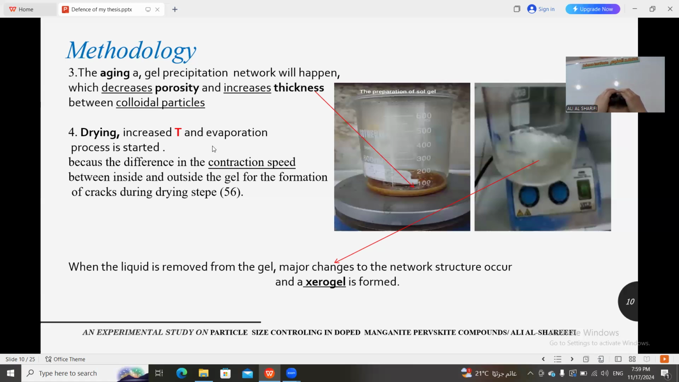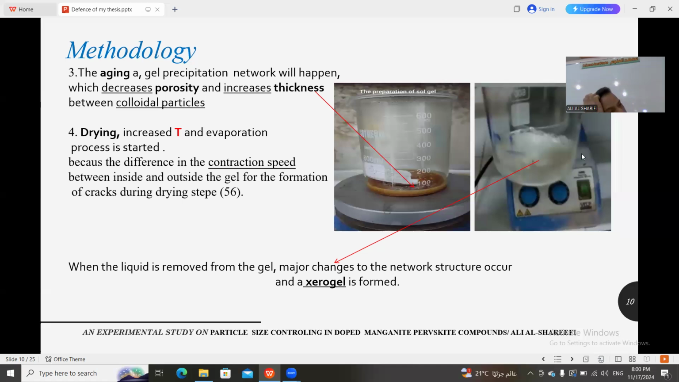And I use the aging agent to avoid this disadvantage. When the liquid is removed from the gel, major change to the network structure occurs and extra gel is formed. This looks like a foam and is named xerogel. That means here the sol gel process is done. But by using the sol gel process, this structure is not pure yet. Why? Because it has hydrochloric acid, citric acid and ethylene glycol.